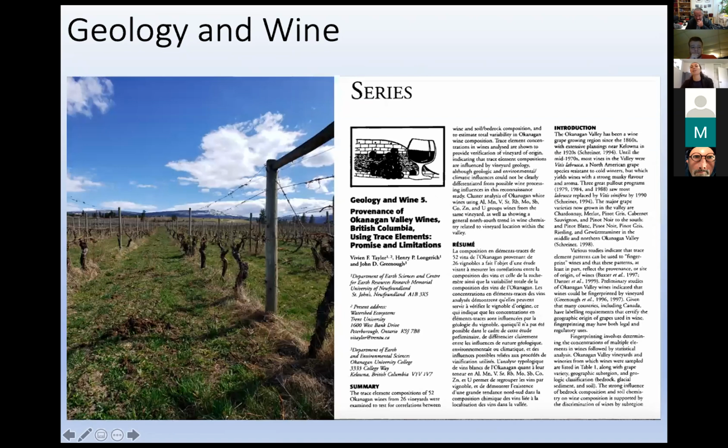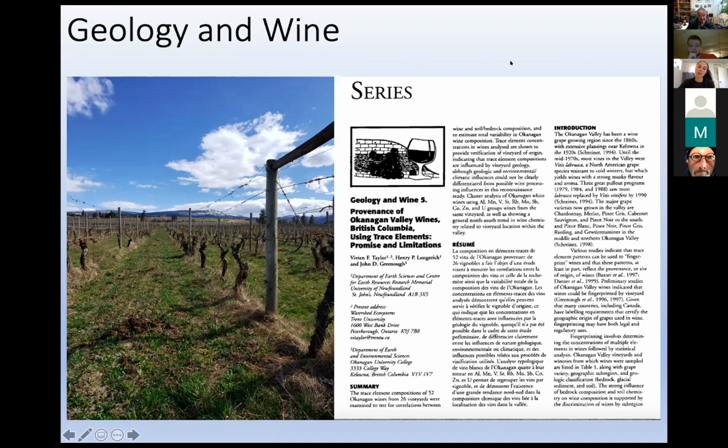And finally, I just wanted to end on a different note, but tying in the geology of the Okanagan to one of the main things that it's known for, which is its wine industry. When I was doing some research on the geology of the area, I was surprised by how many papers I came across that were similar to this one here.